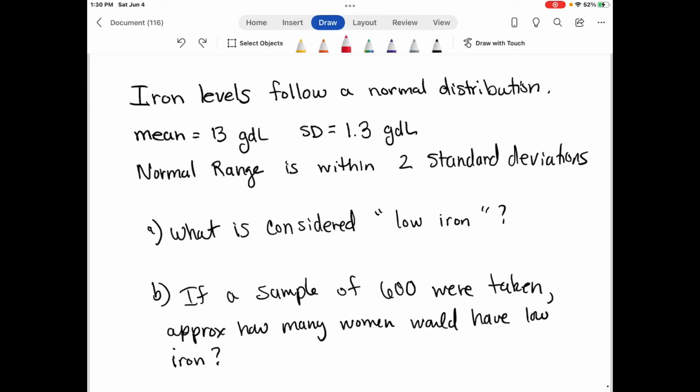In this example, we're going to talk about iron levels. Now, hemoglobin levels will follow a normal distribution. In this example, we're going to use the mean as 13 g/dL and the standard deviation as 1.3 g/dL. The normal range is within 2 standard deviations of the mean.